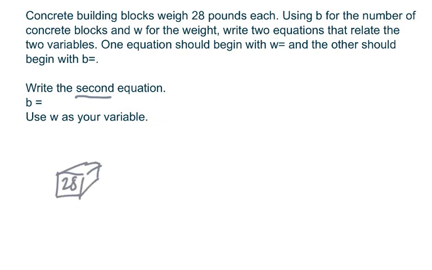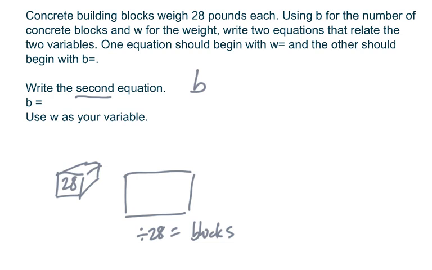Each block weighs 28 pounds. So if I know the total weight and I divide it by 28, that will give me the number of blocks. And that's the work that we're doing here today. So we're saying that the number of blocks can be found by taking the total weight and dividing it by 28, because 28 is the number of pounds in one block.